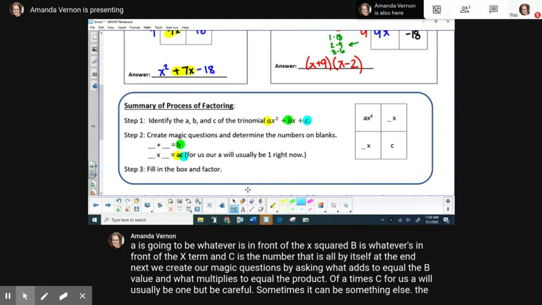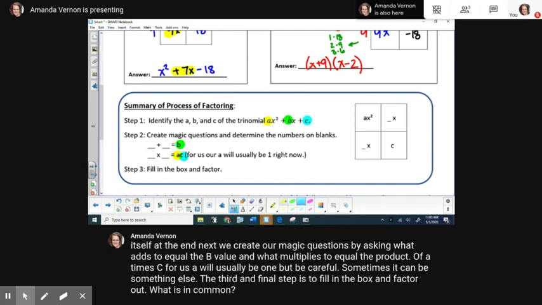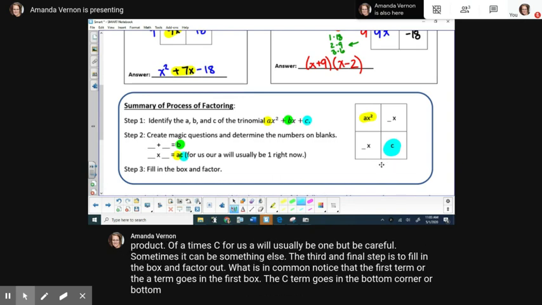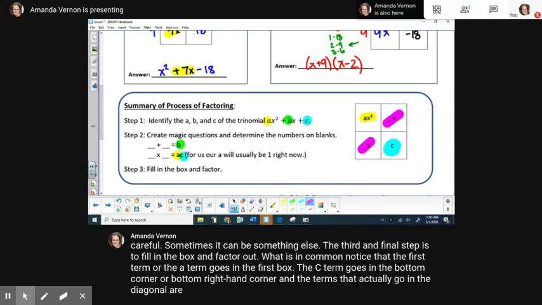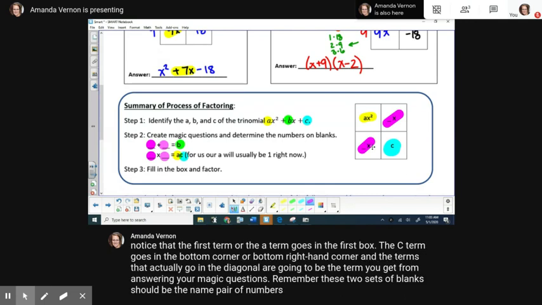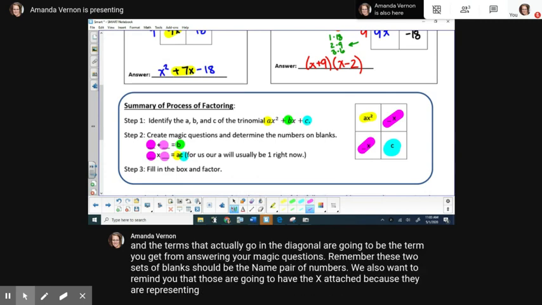The third and final step is to fill in the box and factor out what is in common. Notice that the first term, or the a term, goes in the first box. The c term goes in the bottom corner, or bottom right-hand corner. And the terms that actually go in the diagonal are going to be the terms you get from answering your magic questions. Remember, these two sets of blanks should be the same pair of numbers. We also want to remind you that those are going to have the x attached because they are representing the middle term in your trinomial.